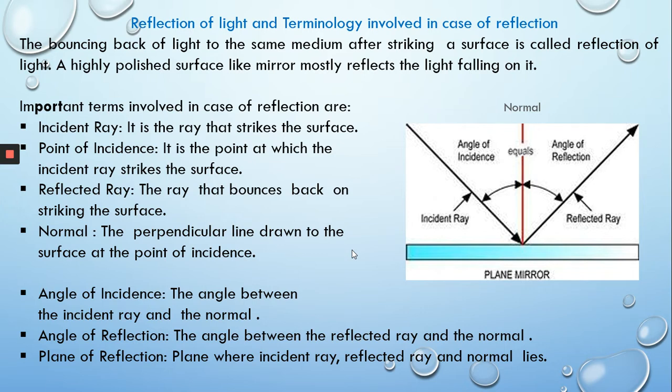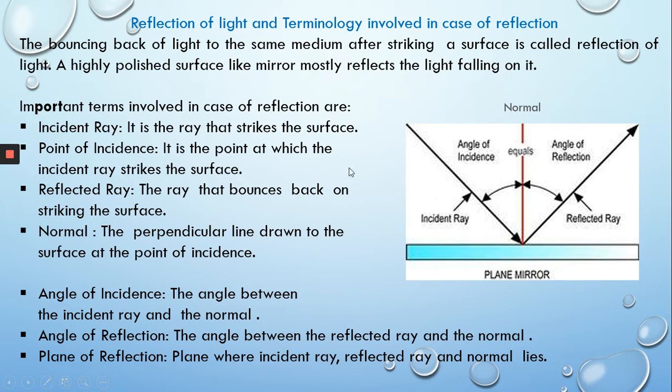Next, let us discuss reflection of light and some of the important terms involved in case of reflection. The bouncing back of light to the same medium after striking a polished surface like a plane mirror is called reflection of light. Important terms involved in the case of reflection are incident ray, point of incidence, reflected ray, normal at the point of incidence, angle of incidence, angle of reflection, and plane of reflection. Now, let us see one by one.